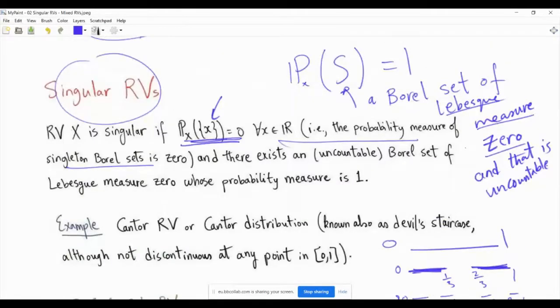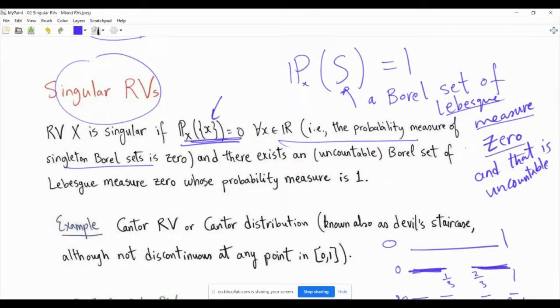Now if you see the definition of those three types of random variables, you will feel that they do not exhaust all possibilities, right? A discrete random variable takes finitely or countably infinitely many values almost surely. Absolutely continuous means the probability of any Borel set of Lebesgue measure 0 is 0. Singular means the probability of singleton subsets of R is 0, but there exists some uncountable subset of R of Lebesgue measure 0 for which the probability is 1.